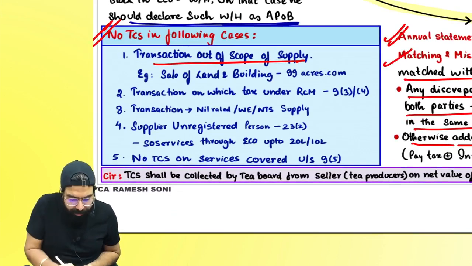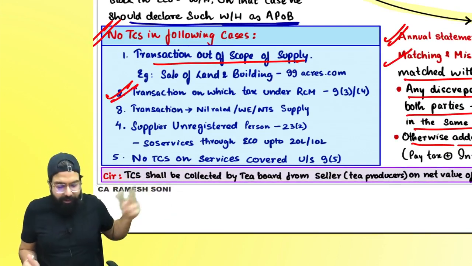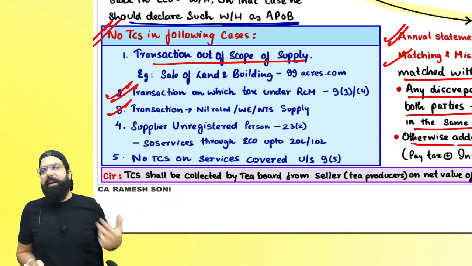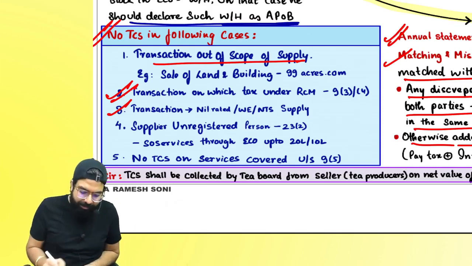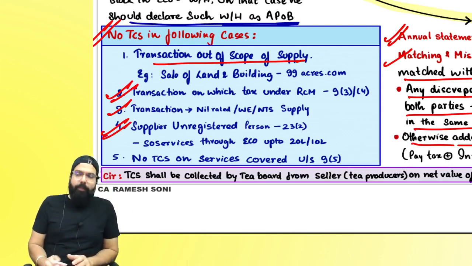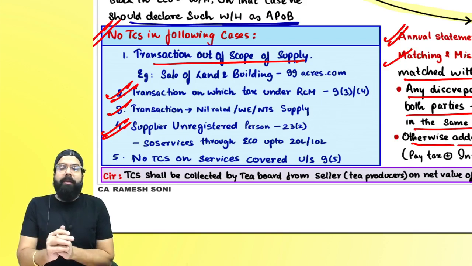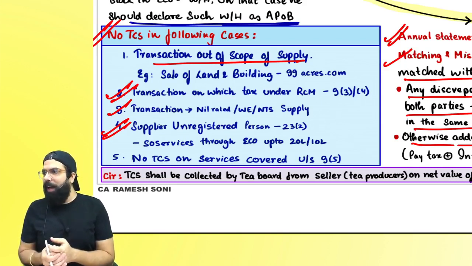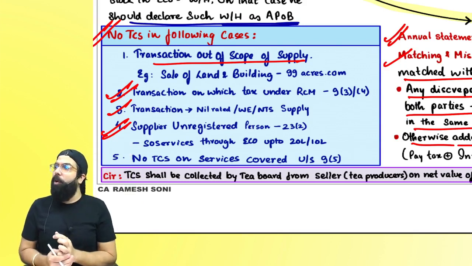The next one is transactions on which the whole amount is to be paid under RCM; TCS provision will not come. If the transaction is nil rated, wholly exempt, or non-taxable supply, again TCS provision is not applicable. TCS provisions are not applicable when supply is done by an unregistered supplier. I hope you remember, suppliers of services up to 20 lakh or 10 lakh are not required to register. In that scenario, TCS will not be deducted by the e-commerce operator.